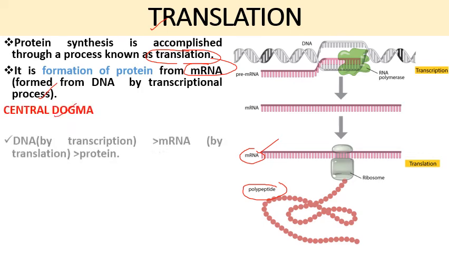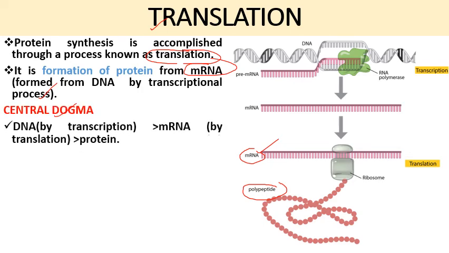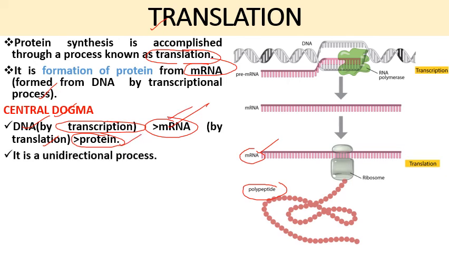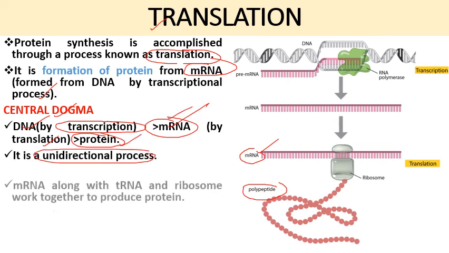So the central dogma of biology, as we know, is the formation of mRNA from DNA by the process of transcription, and proteins from mRNA by the process of translation. So this unidirectional flow of information from DNA to protein through mRNA is known as the central dogma of biology. It is a unidirectional process.